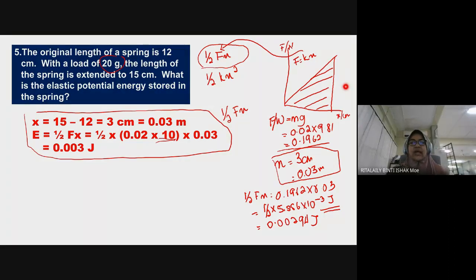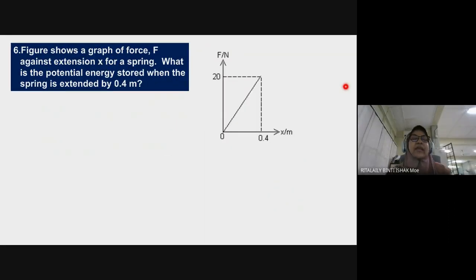Okay, so now let's look at the next question. The figure shows a graph of force F against extension X for a spring. What is the potential energy stored when the spring is extended? Yang ni kita dah tahu dah. We have a graph. The graph is F over X. So we are to calculate the potential energy stored when the spring is extended by 0.4 meter. So what is the potential energy?